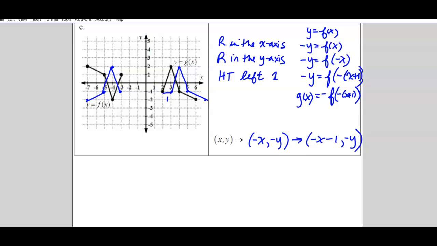So remember that mapping notation, if you look at the x's, looks like the inside of the function notation expanded. This, if I expand it out, will be negative x minus 1. Okay, so that's C.